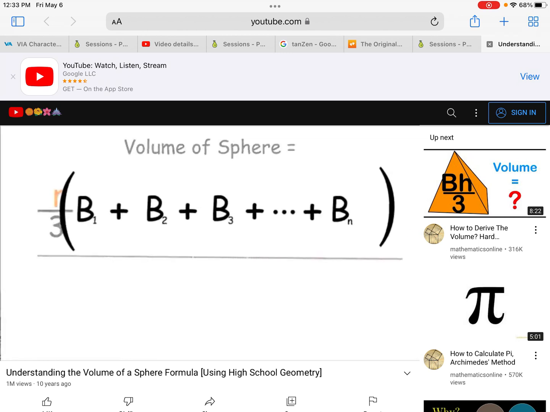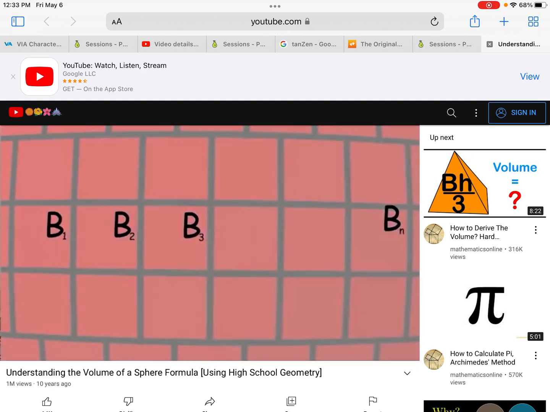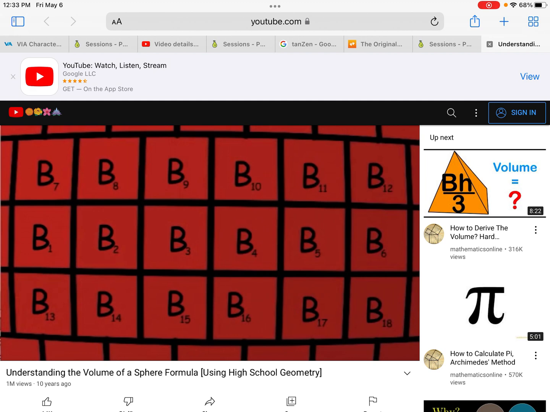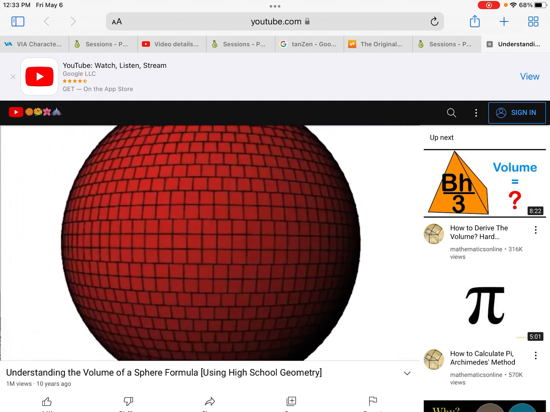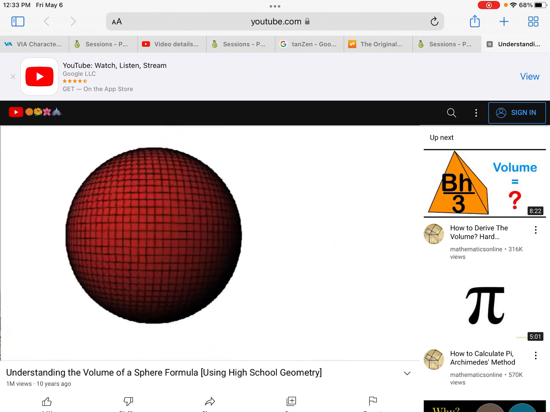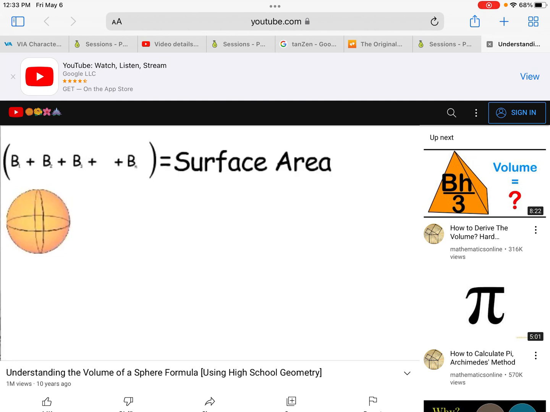So now let's concentrate on the sum of all bases, and remember, these are the bases of the pyramids that make up the sphere. And as you can see, the bases actually form the surface area of the sphere. So, the sum of all bases is equal to the surface area, which is equal to 4 pi r squared.